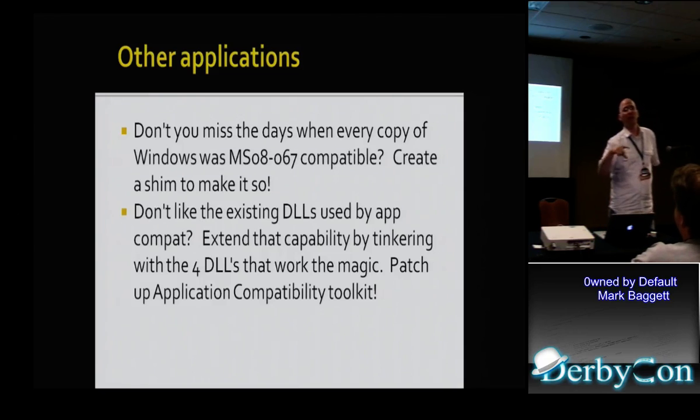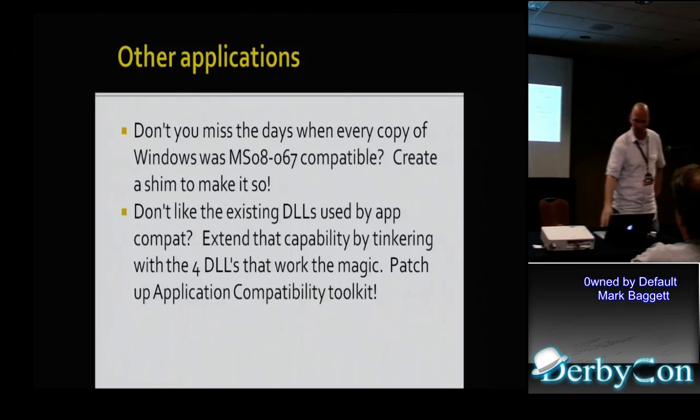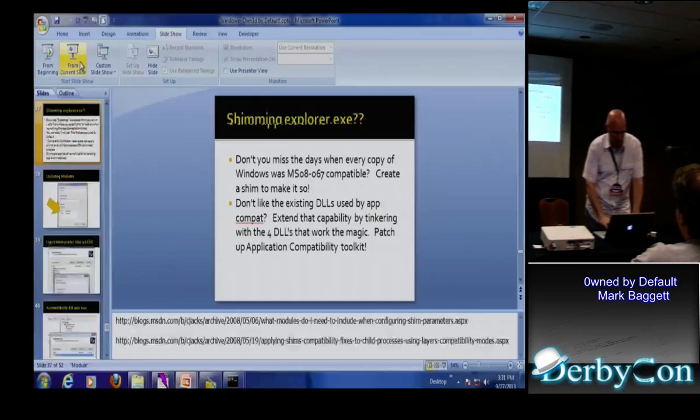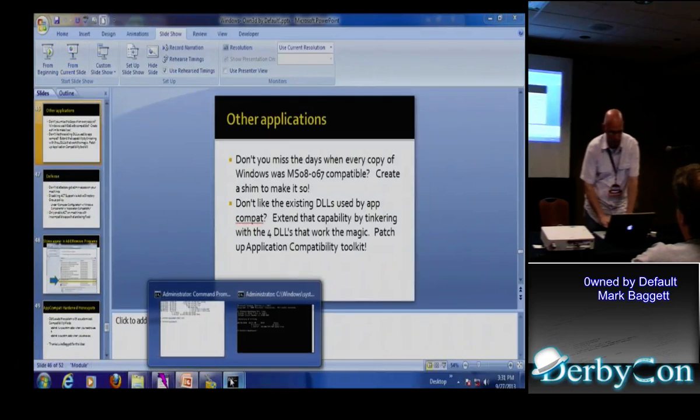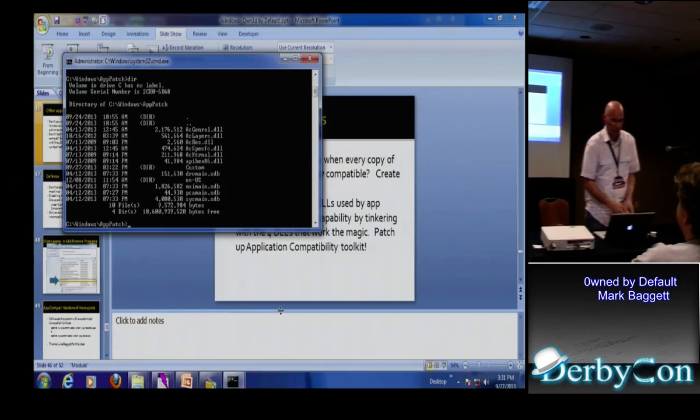Or if you don't like the way that the application compatibility toolkit is behaving, right? You want to extend the capabilities that are in there, then you could potentially mark up the application compatibility toolkit itself. So shim the application compatibility toolkit and modify its behavior. There's 4 DLLs that are inside of, it's not the AppCompat directory. Let me see, I don't remember what the directory is off the top of my head. It is, let's see, cd apppatch. In the apppatch directory, there's actually 5 DLLs in here.